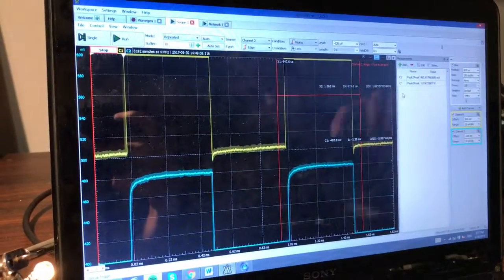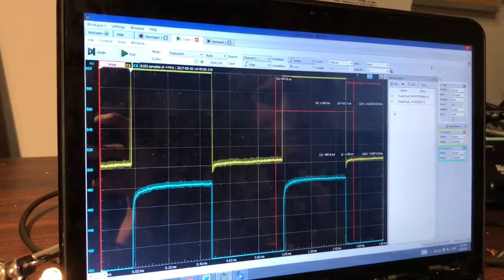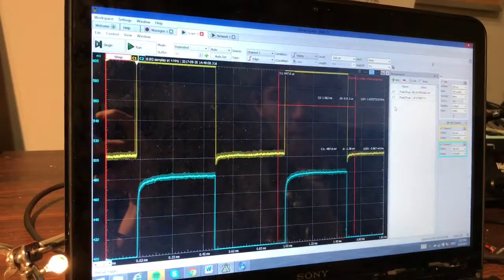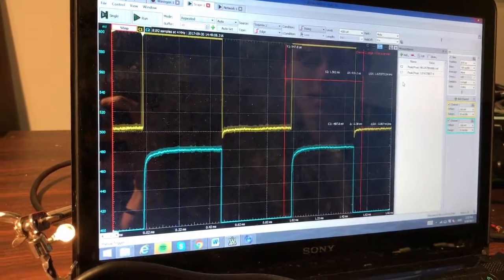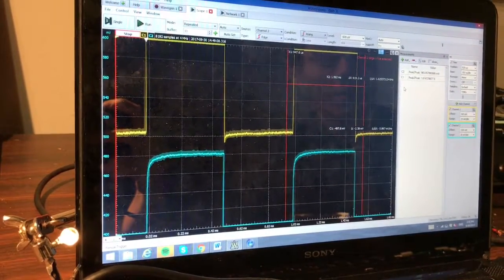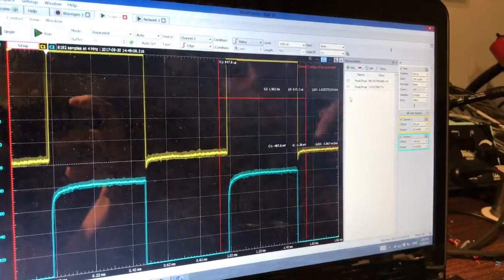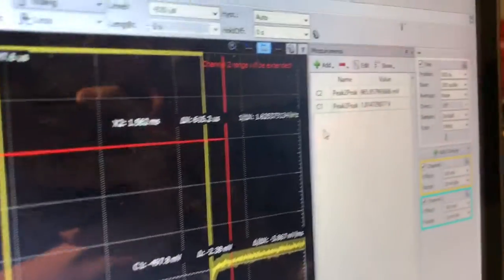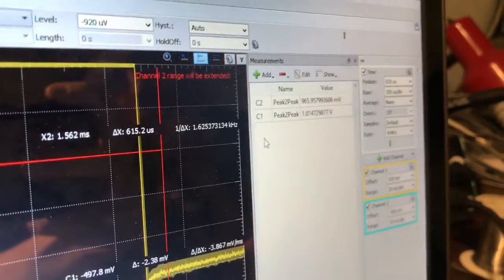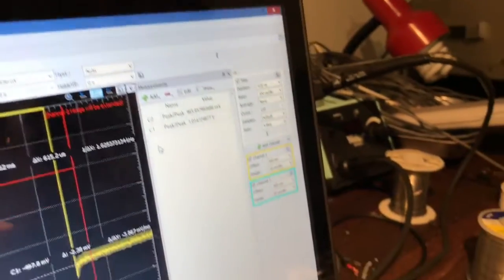So on the screen here, the yellow signal is channel 1, and that's the input. And the blue signal is channel 2, and that's the output. And then we found the common mode gain by taking the peak-to-peak of channel 2 and dividing it by the peak-to-peak of channel 1. And we got 9.53 millivolts.